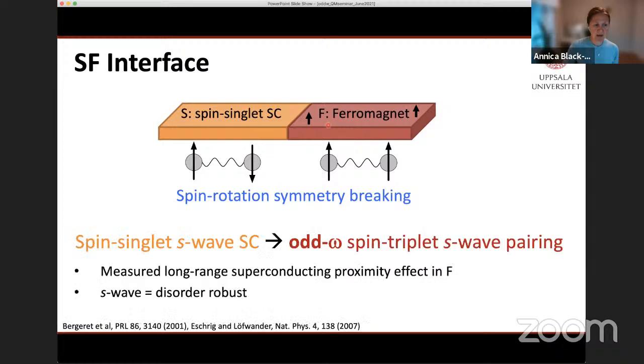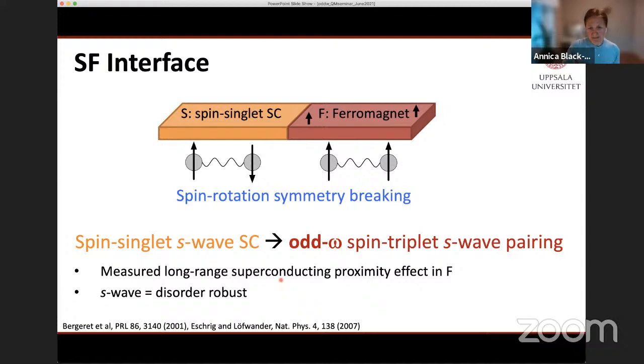And it turns out it happens because the spin-singlet S-wave superconductor gets transformed into a spin-triplet S-wave state that then has to be odd in frequency. You can show it mathematically too, but just by symmetry, it has to be odd in frequency. Now, the spin-triplet state can survive in the ferromagnet. It's S-wave, so it will survive in any diffusive limit. And this makes it possible for it to have a long-range proximity effect in the F region.